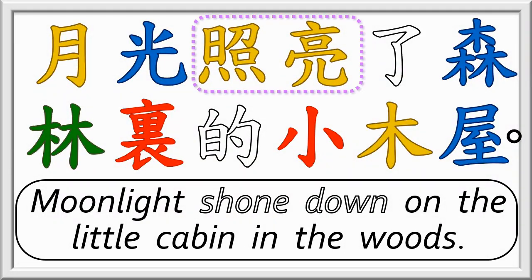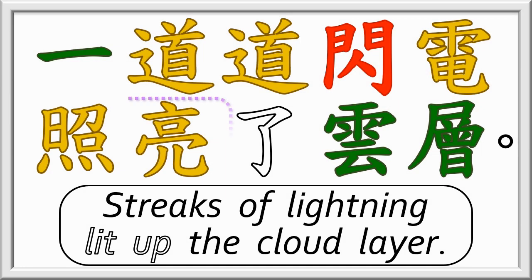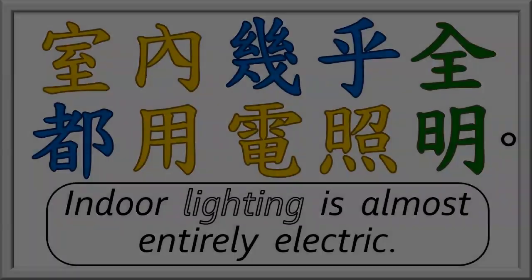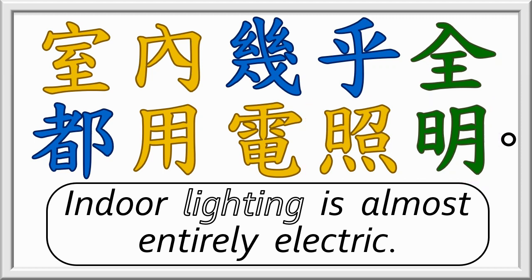月光照亮了森林里的小木屋. Moonlight shone down on a little cabin in the woods. 一道道闪电照亮了云层. Streaks of lightning lit up the cloud layer. The correct term for lighting, in the sense of illuminating a room, is 照明. 室内几乎全都用电照明. Indoor lighting is almost entirely electric.